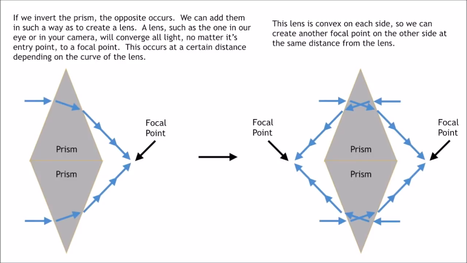This lens is a convex lens on each side, so we can create another focal point on the other side at the same distance from the lens. So in other words, light travels through from left to right, and it's converged over here on the right side to a focal point, but equally the light can travel through going right to left and do the same thing on the other side as a focal point on the left.